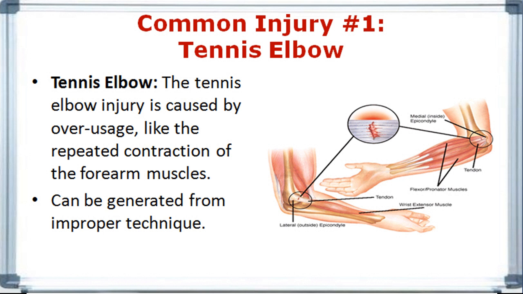Common tennis injury number 1, tennis elbow. The tennis elbow injury is commonly caused by overusage, like the repeated contraction of the forearm muscles that you use to straighten and raise your hand and wrist. Another way this injury can be generated is from improper technique. So be careful. By basically not knowing what you're doing out there, you can put too much unnecessary pressure on the ligaments. And if you don't find a way to fix it right away, and you continuously stress those ligaments, tears will appear in the tendons. And that's going to have you sidelined and out of commission for a long time.